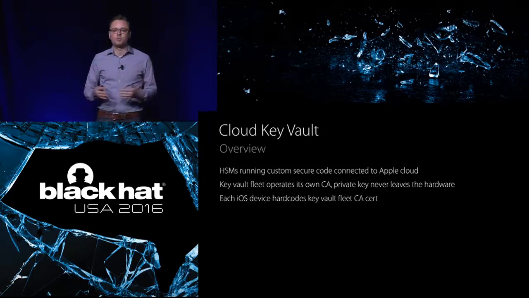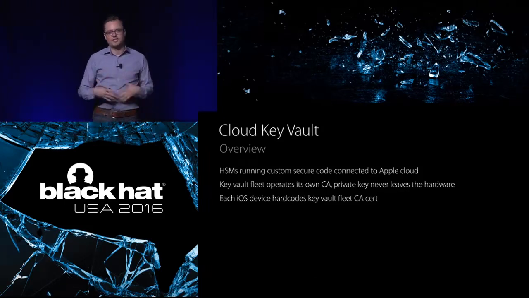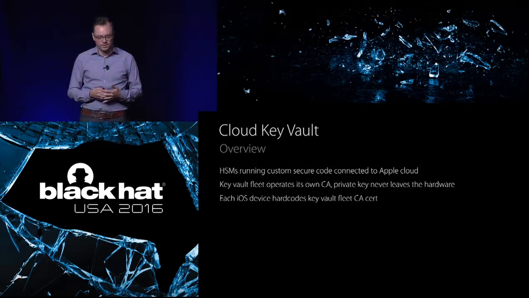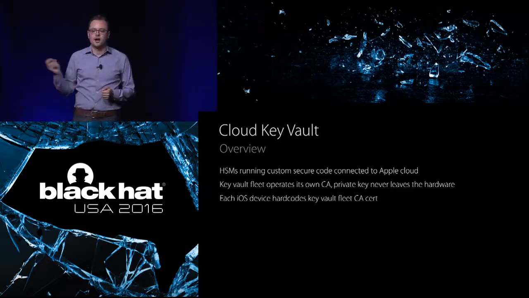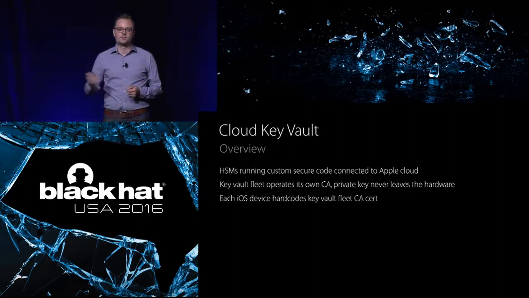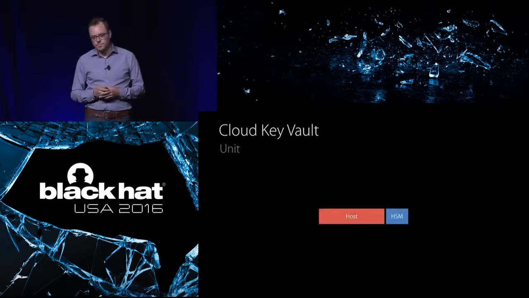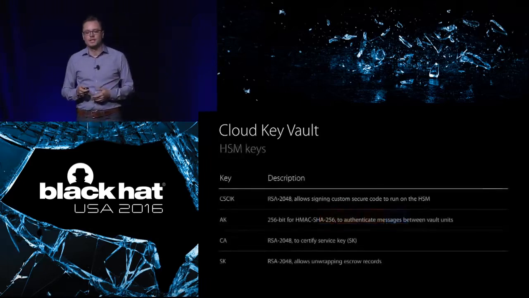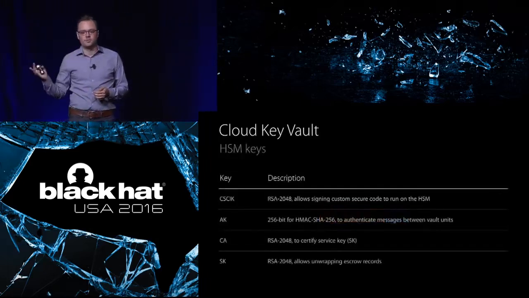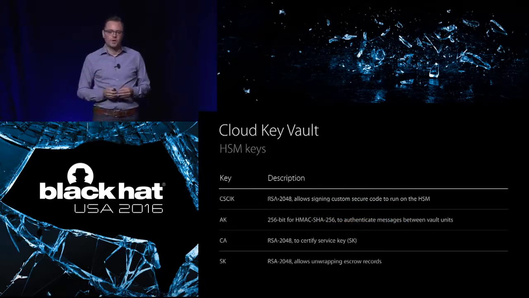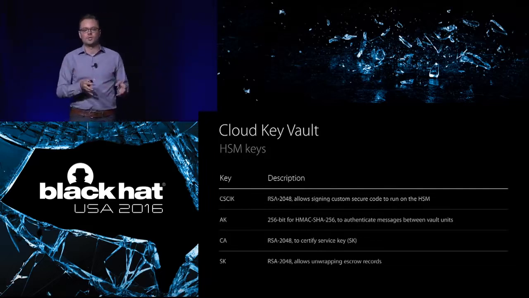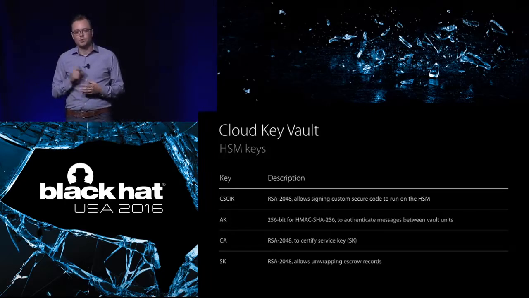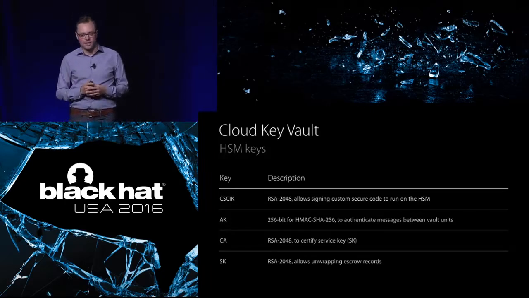The Key Vault fleet operates its own certificate authority, where the private key never leaves the hardware of the hardware security modules. And each iOS device hard codes the certificate of the Key Vault fleet. This is the simple unit for Cloud Key Vault. It's a host paired to a hardware security module, and then the hardware security module has access to a number of keys. Most importantly, the first one, which is the custom secure code signing key. So this is a key that allows software to be loaded into the hardware security module. And then lastly, that service key, which allows unwrapping the user's escrow records.